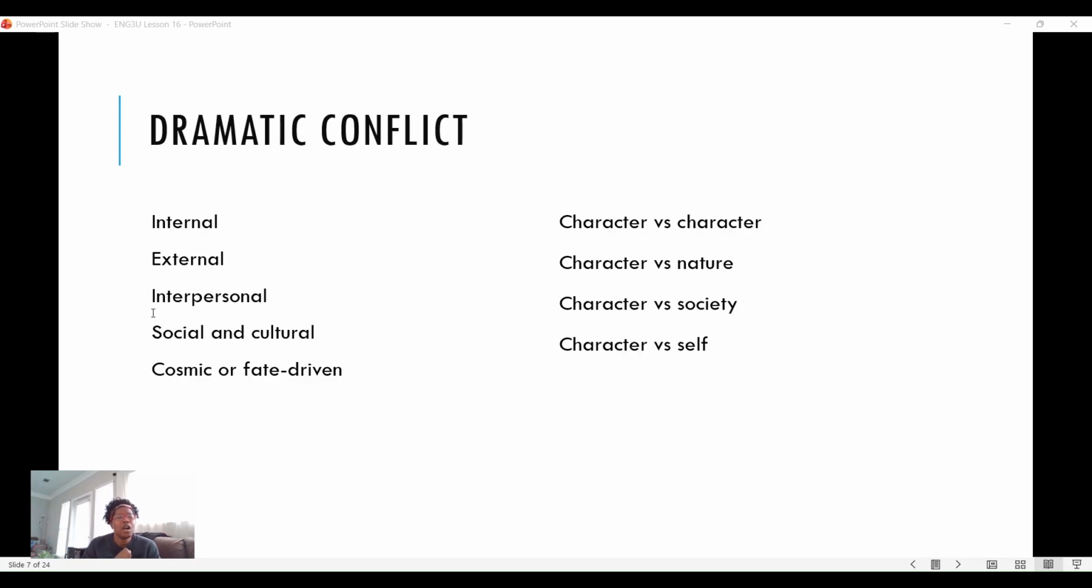Interpersonal conflict arises when there's a struggle between two or more characters in the play. This is often driven by differing values, motivations, or even objectives. We saw this between Macbeth, Lady Macbeth, and even Banquo, right? But we can see it in his play Romeo and Juliet. I mean, Shakespeare has so many plays, like 38 plays, and so we're looking at so many different examples. Romeo and Juliet was one.